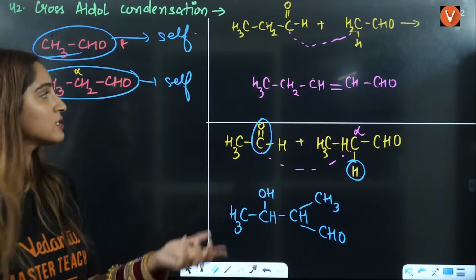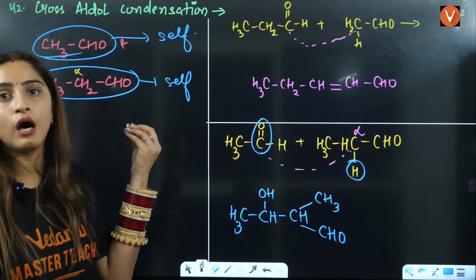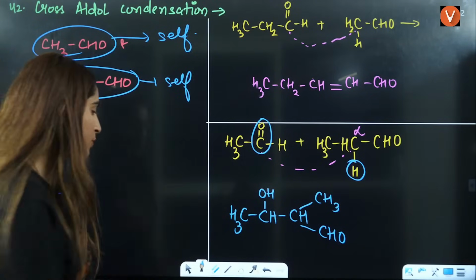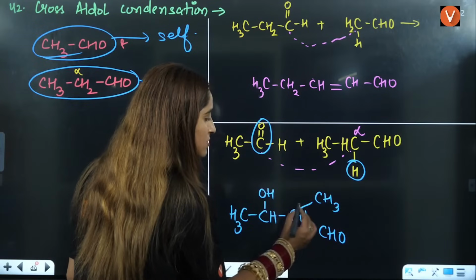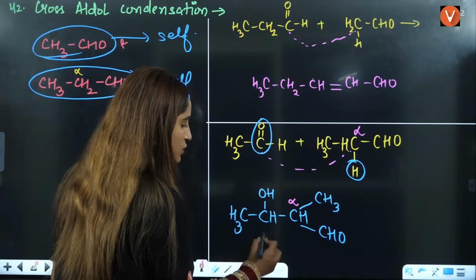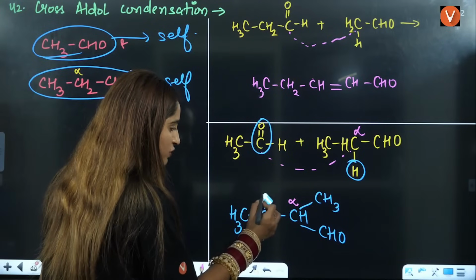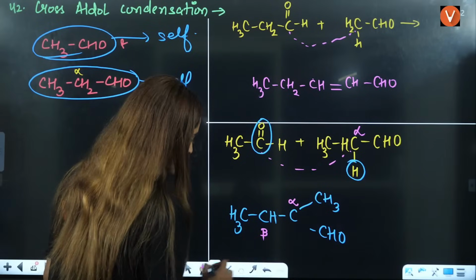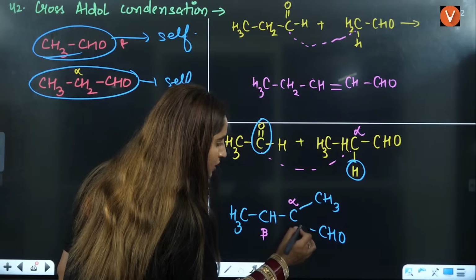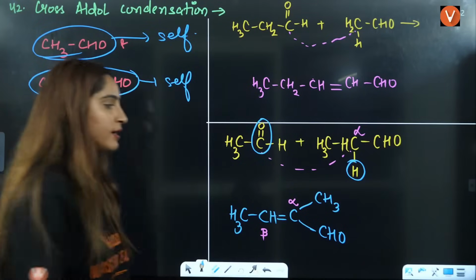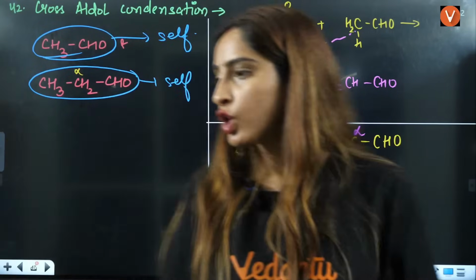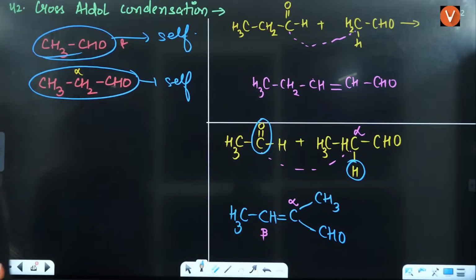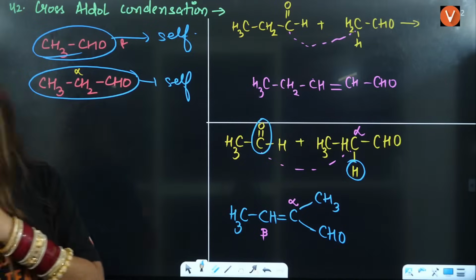Right? After this, it is going to lose OH and H. But alpha beta unsaturated product is formed. So we know that this is alpha, this is alpha, this is beta. So what you have to do, OH will be eliminated from this side, H will be eliminated from this side, right? And in the end, this is the final answer that you are going to get. Got it? Two self products, two cross products will be there. That is cross aldol condensation. Is that clear to everybody or not?